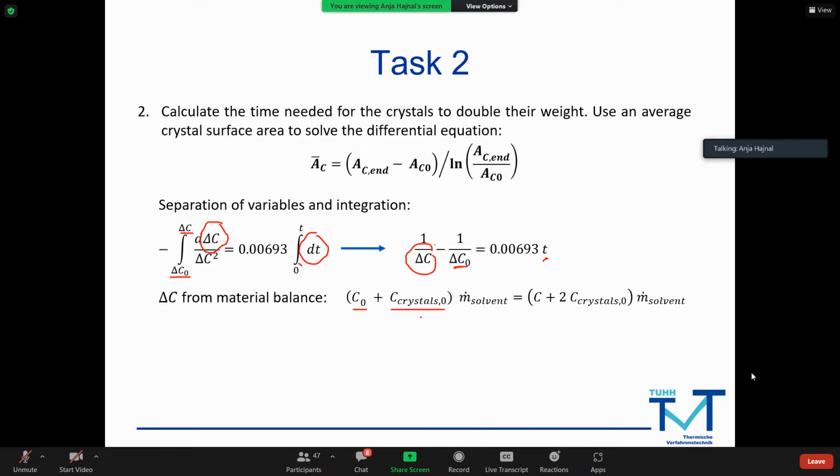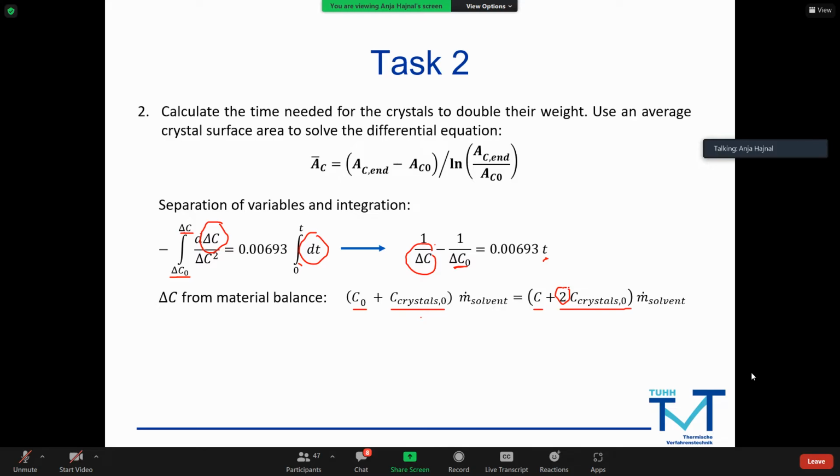After some time has passed and we want to finish our process, we say we want our crystals to double their weight. That's why we have C, which is the concentration of our enzyme that is left in the solution, plus 2 times the mass concentration of the crystal at 0. Why can we write 2 times here? Because this is mass of crystals per mass of the solution, so we know that the mass of the crystals simply doubled.